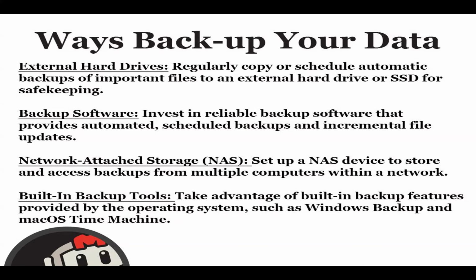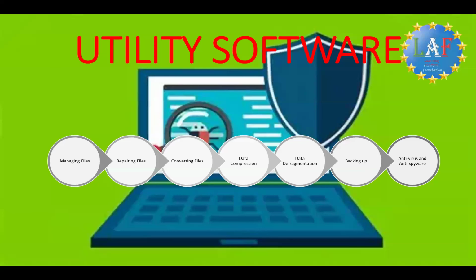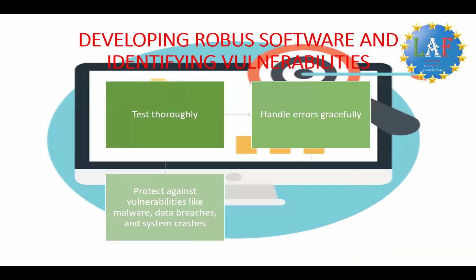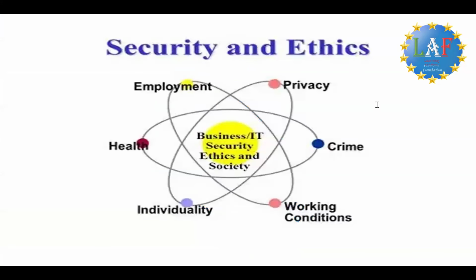And then finally, antivirus and anti-spyware, guarding against threats. How to develop robust software and identify vulnerabilities. Robust software is reliable, secure, and user-friendly. Developers must test thoroughly, handle errors gracefully, and protect against vulnerabilities like malware, data breaches, and system crashes. Security is not just technical, it's ethical. It's about protecting people.